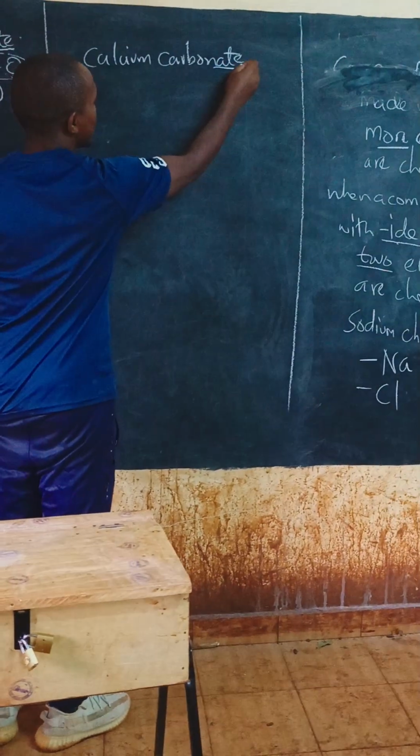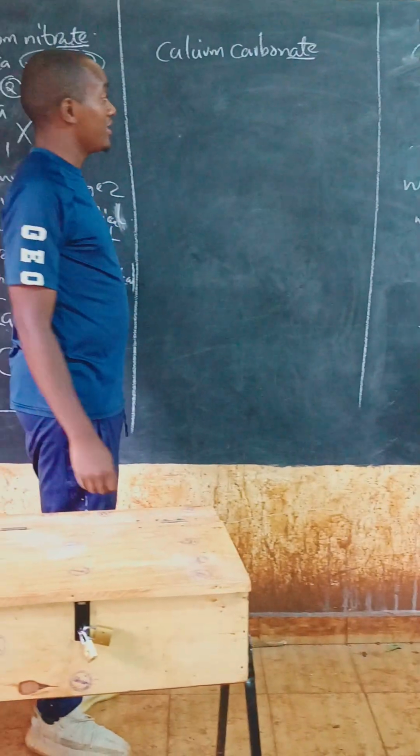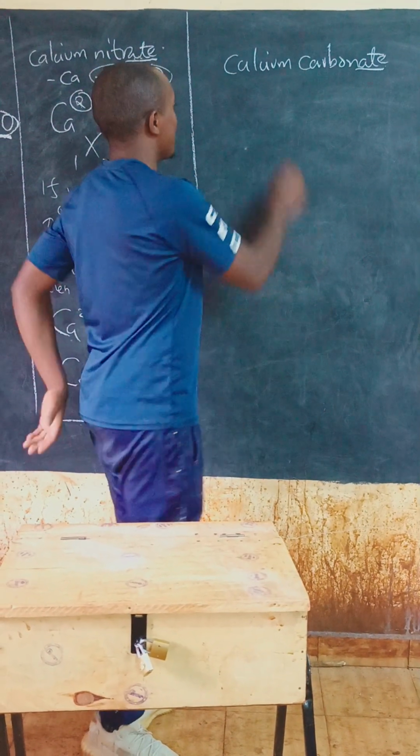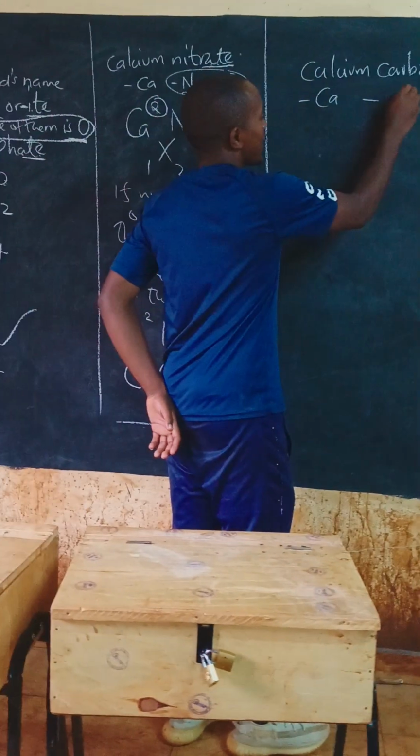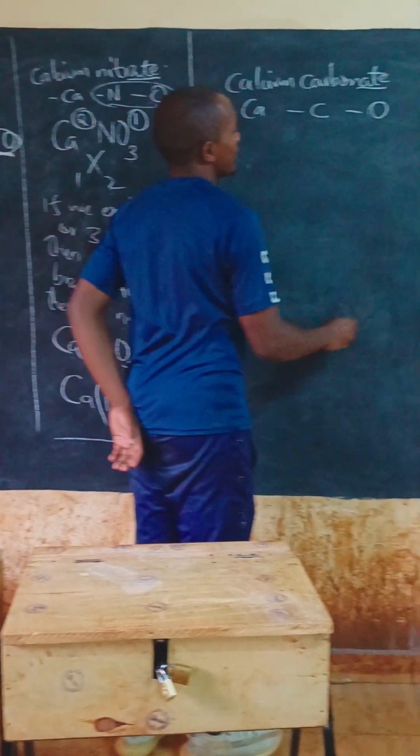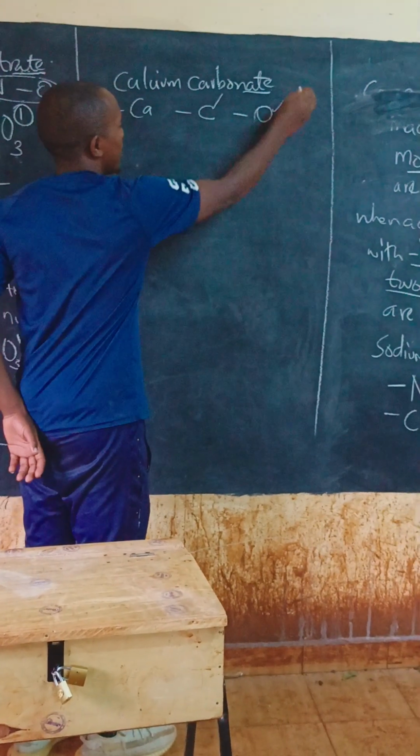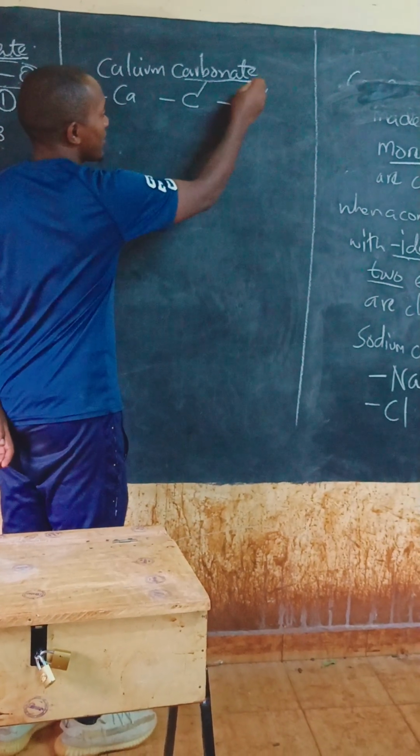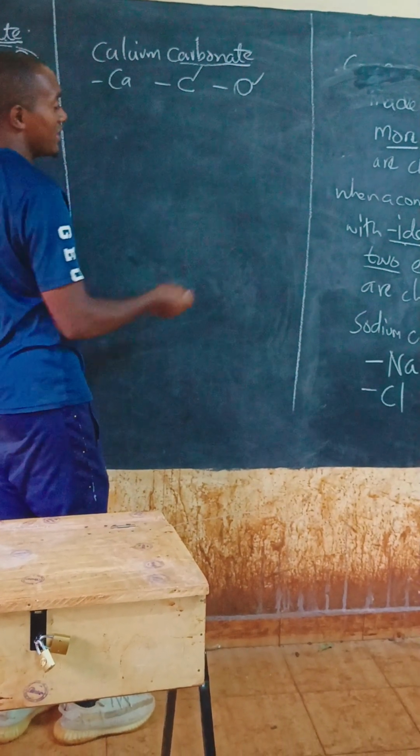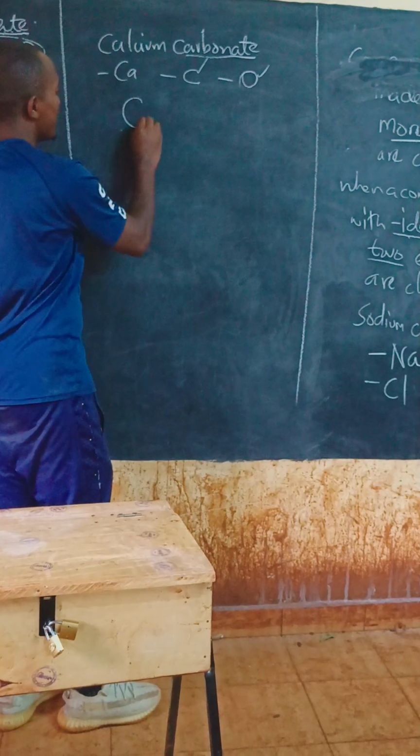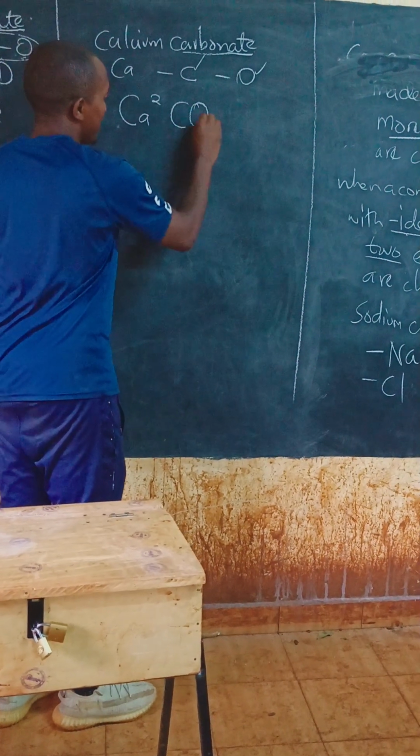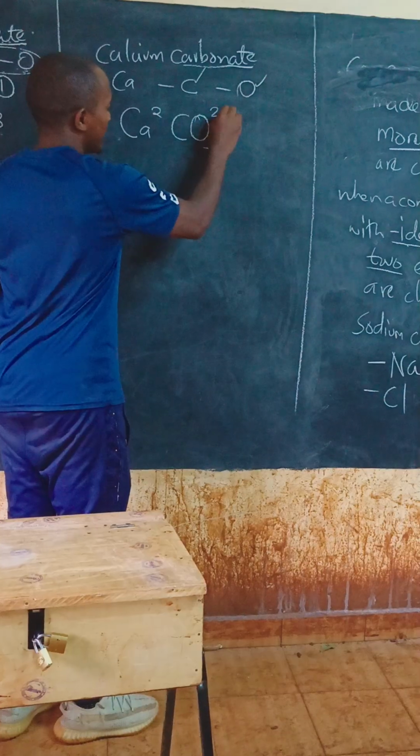So calcium carbonate then with ATE. It means that we have 3 elements that are chemically combined, that is calcium, carbon, and oxygen. So radical carbonate is CO3. The carbonate radical is CO3 valency 2. So calcium carbonate is calcium valency 2. Carbonate is CO3 valency 2.